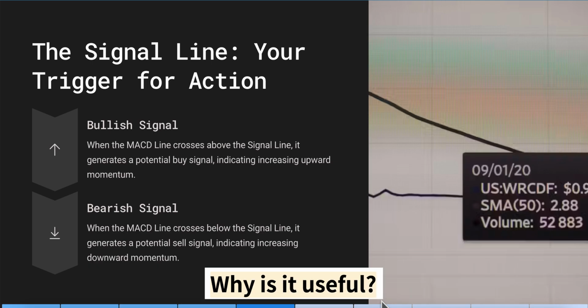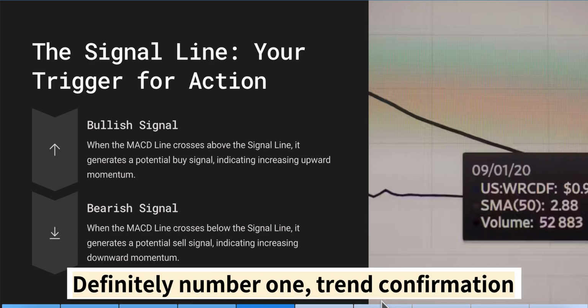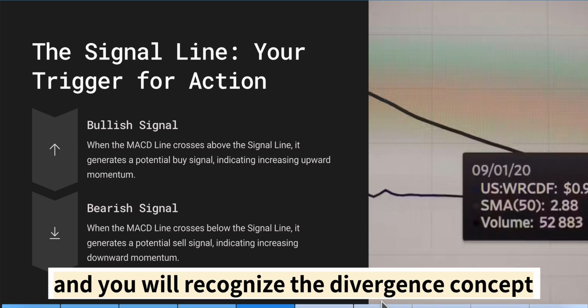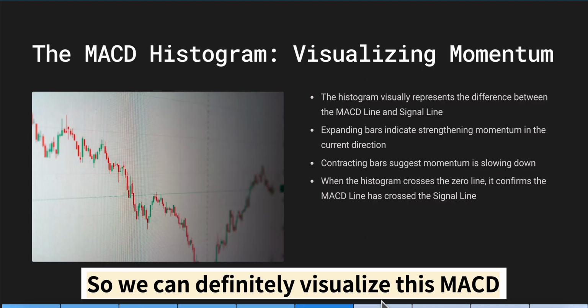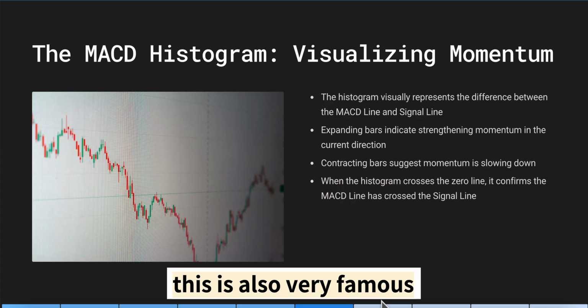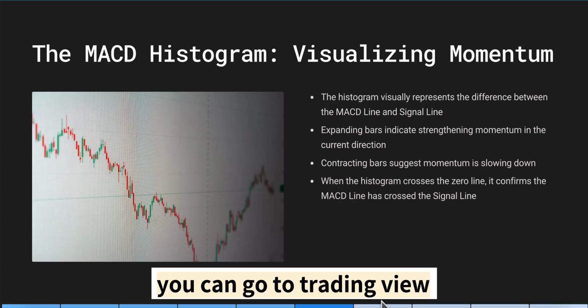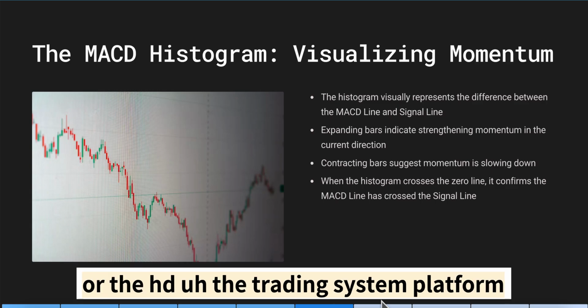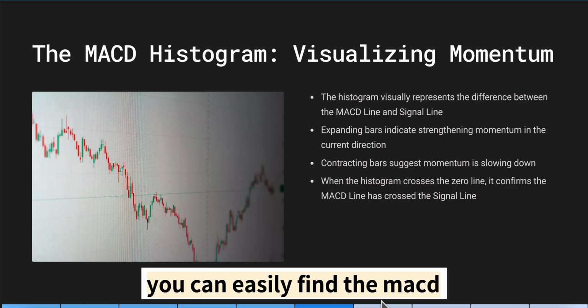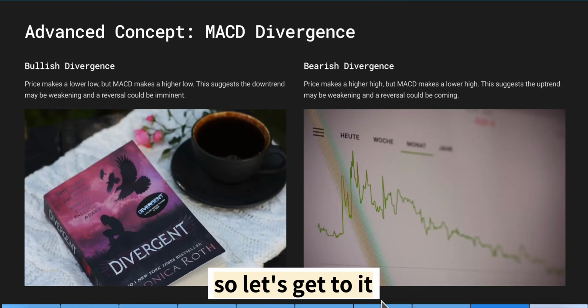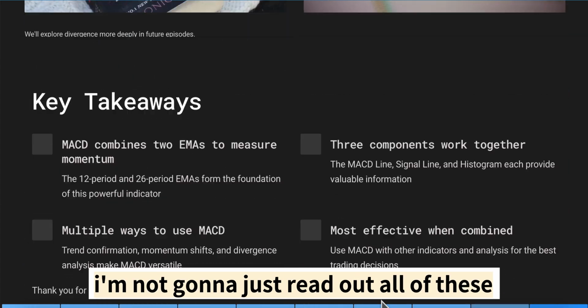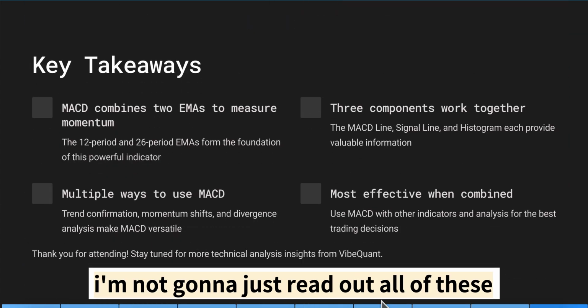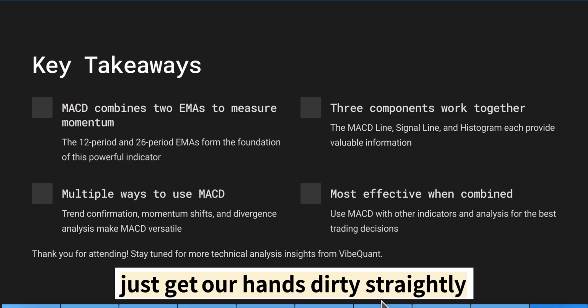Why is it useful? Definitely number one, trend confirmation. Number two, momentum changes, and you will recognize the divergence concept. So we can definitely visualize this MACD. This is also very famous. You can go to TradingView, your brokerage account or trading system platform, and easily find the MACD. So let's get to it. I'm not going to just read all of these out. Let's get our hands dirty straight away.